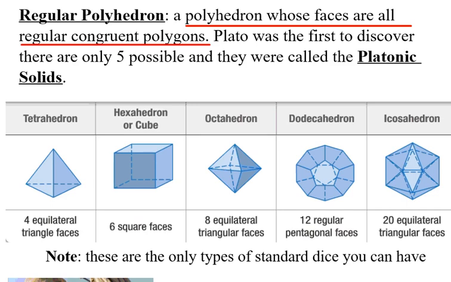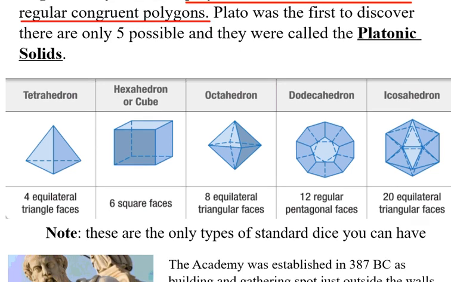Last kind of vocab word for the day is what we call a regular polyhedron. This is the 3-dimensional version of a regular polygon. A regular polyhedron is a polyhedron whose faces are all regular congruent polygons. Plato, a Greek mathematician, was the first person to discover that actually in our 3-dimensional universe there are only 5 possible, and because he was the first to discover them, we call them the Platonic solids.